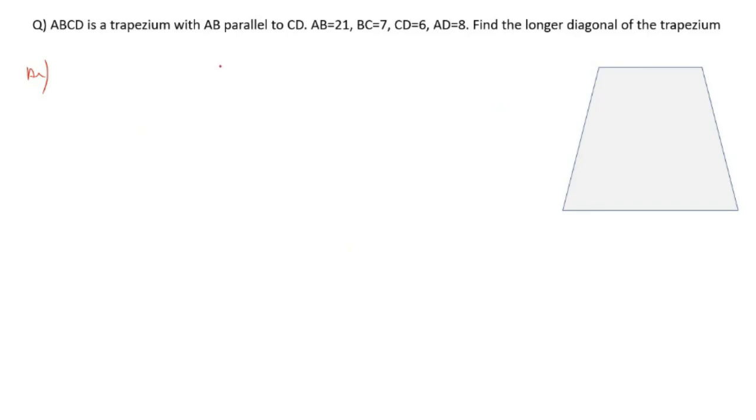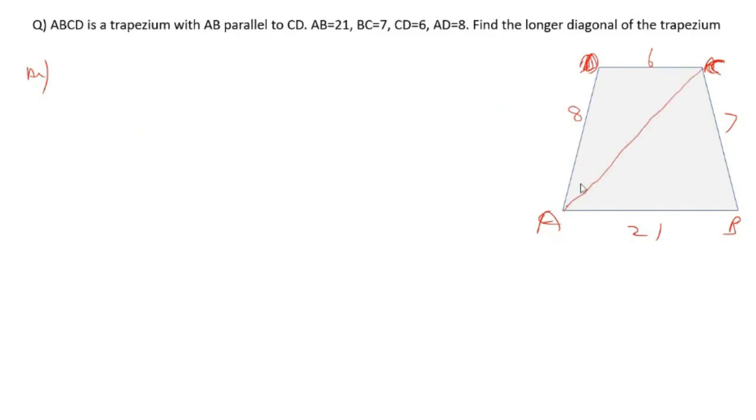ABCD is a trapezium with AB parallel CD, AB is 21. So sides are given basically. AB is the larger one, so let's keep it at that. 21, BC is 7, CD is 6, AD is 8. Find the longer diagonal of the trapezium. So one is this, one is this. Visually you can see that this is the longer one.